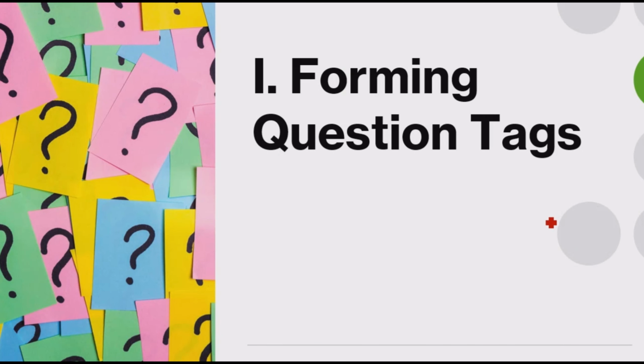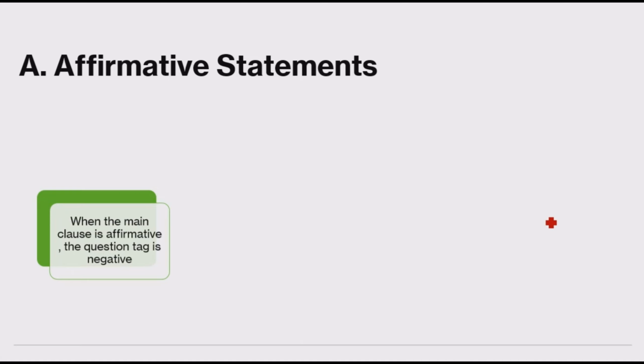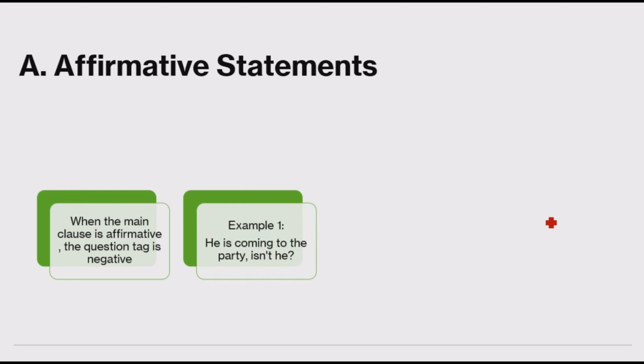Then the next question that we need to ask ourselves is how do we form question tags? That's the question that we need to get clearly. So question tags are formed from two different aspects of statements. These are affirmative statements. So when we have the main statement, which we are calling the main clause, is affirmative, the question tag is negative. Let us look at an example.